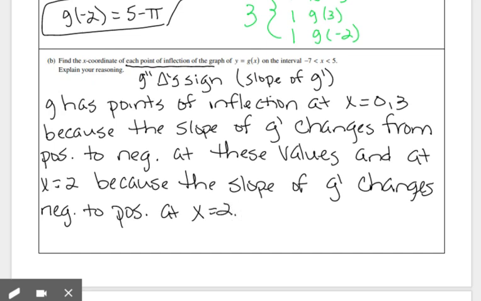All right, for this question, this was worth 2 points. So it was 1 point for actually identifying all three, so 0, 2, and 3. And it's 1 point overall for your explanation.